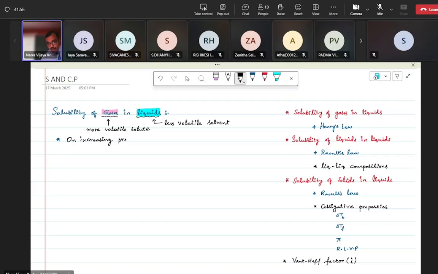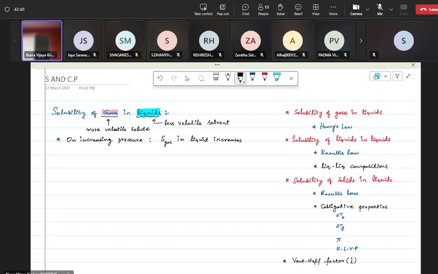what happens to solubility of gas in liquid? On increasing pressure, solubility of gas in liquid increases. But here arises one problem. Have you identified any problem? Listen, I have taken carbon dioxide gas inside a cylinder. Pressure is 10 atmosphere. So carbon dioxide gas at 10 atmosphere. Now I am applying pressure over it. 10 to 15, 20, 25, 30, 100.